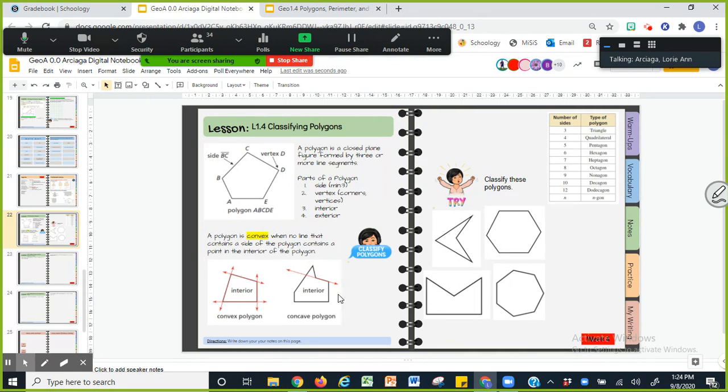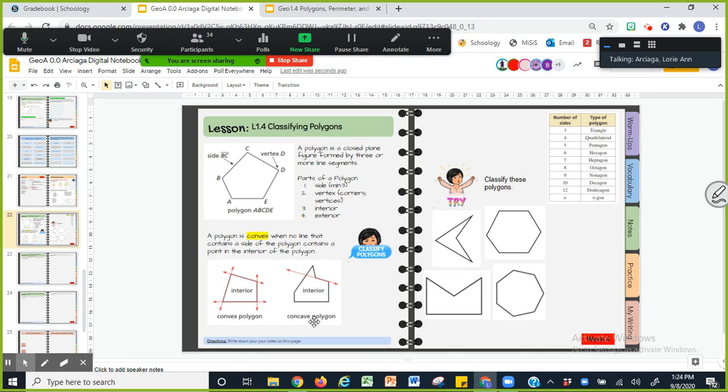A polygon is convex, such as in the first example, when no line that contains a side of the polygon contains a point in the interior. In other words, it doesn't pass through the interior of a polygon. All the red lines here are either on the side or going outside, contrary to the second one, where something is crossing the interior of this polygon. When you extend this side, part of the red line pierces through the polygon. If that's the case, then it's concave.